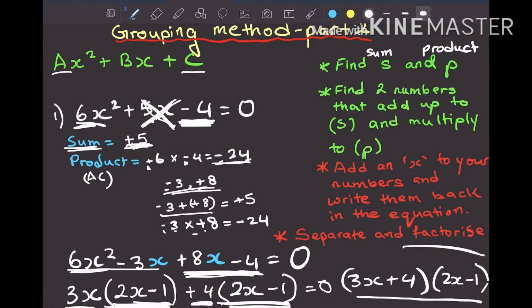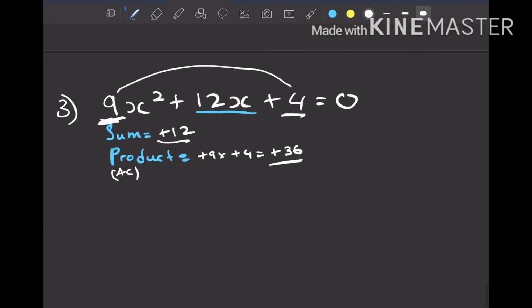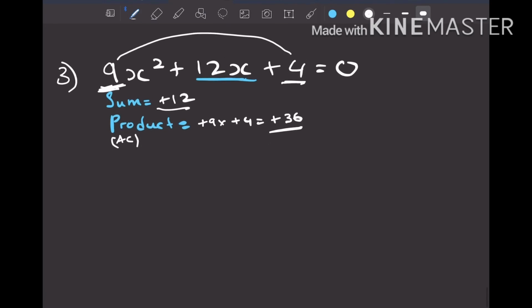So find two numbers that add up to give you the S and that multiply to give you the P. So what two numbers will add up to give you a plus 12 and multiply to give you a plus 36? This is really easy. Obviously, most of you would have guessed by now. So a plus 6 and a plus 6. So 6 plus 6 is obviously 12, so it does give you a plus 12 as a sum. And 6 times 6 is plus 36, so it does give you the product. So these are your two numbers.